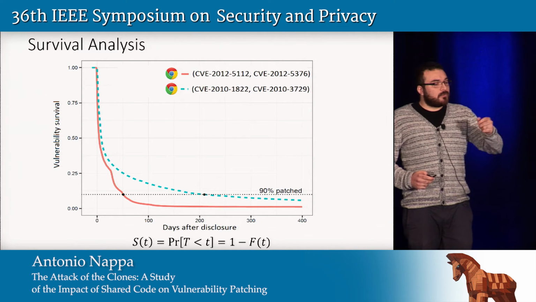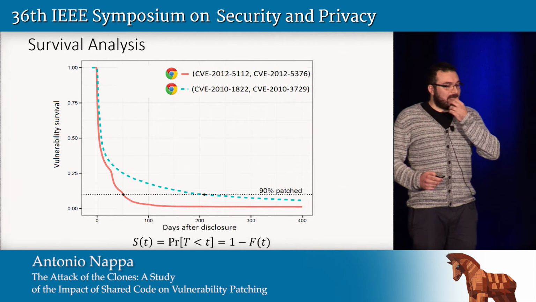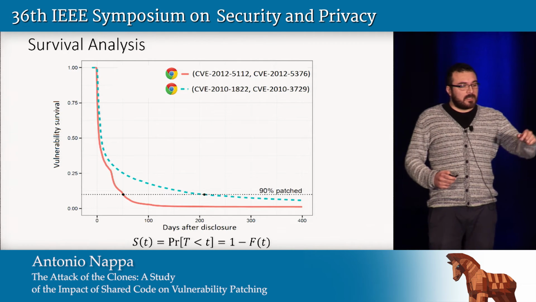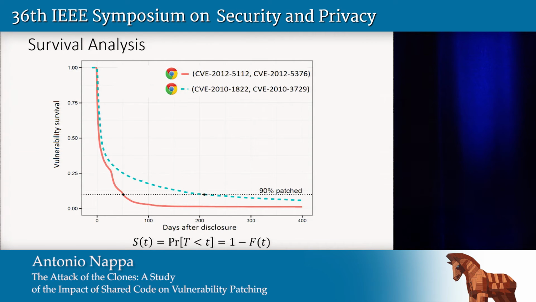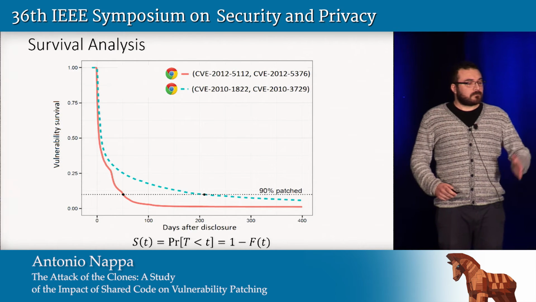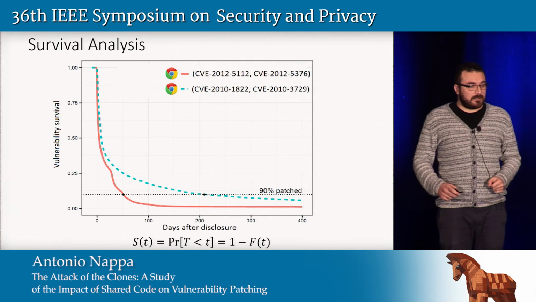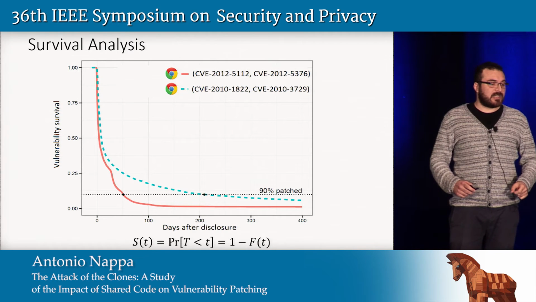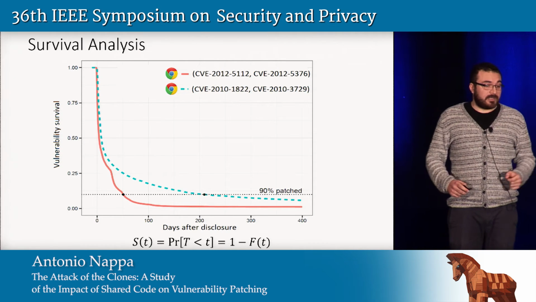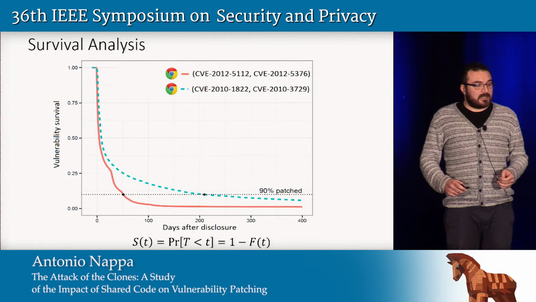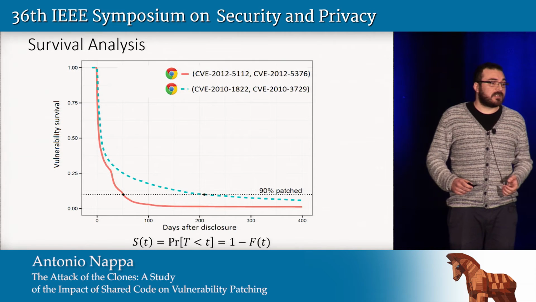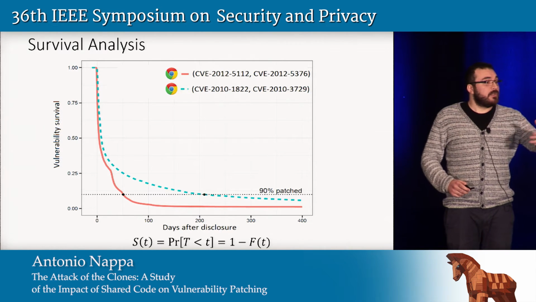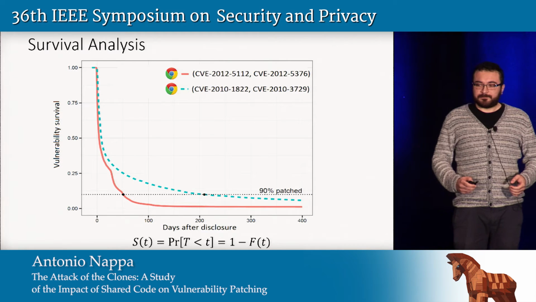So these are two vulnerability clusters for Google Chrome. And as you can see, the red cluster is decaying, and it reaches 90%. The vulnerability is decaying, and after 50 days, is reaching 90% of the patching. But for example, the other vulnerability cluster will reach the 90% after more than 200 days. And this could be due, for example, to unused applications that you have installed in your system.